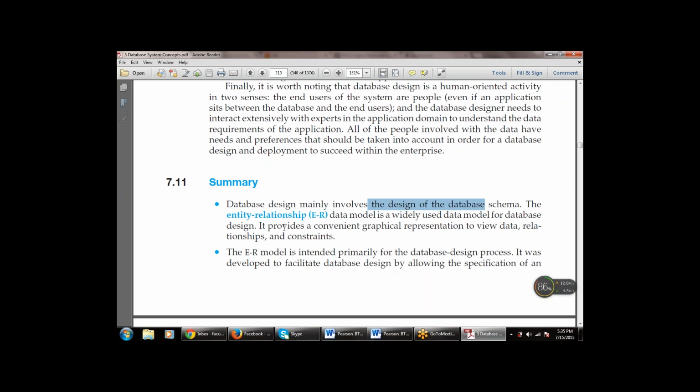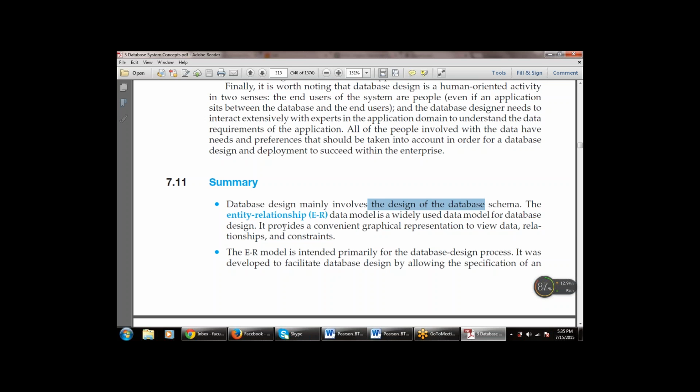The first part says database design mainly involves the design of the database schema. The ER model is a widely used data model for database design. This is one of the important models used for database design. It provides a convenient graphical representation to view the data, the relationships and their constraints.